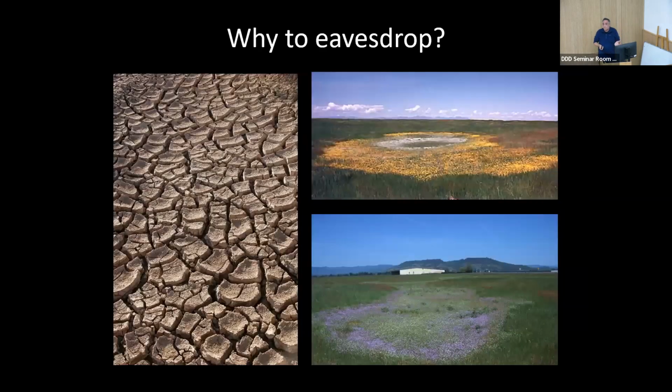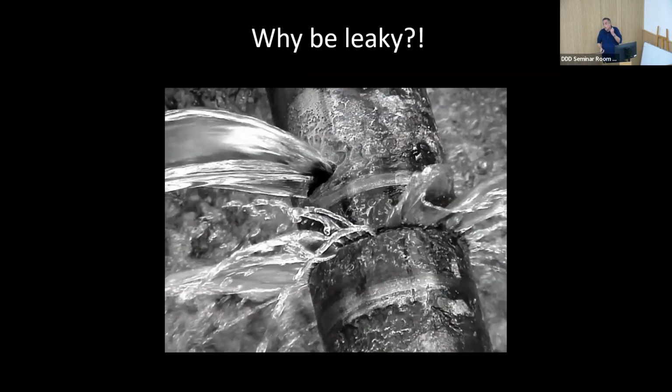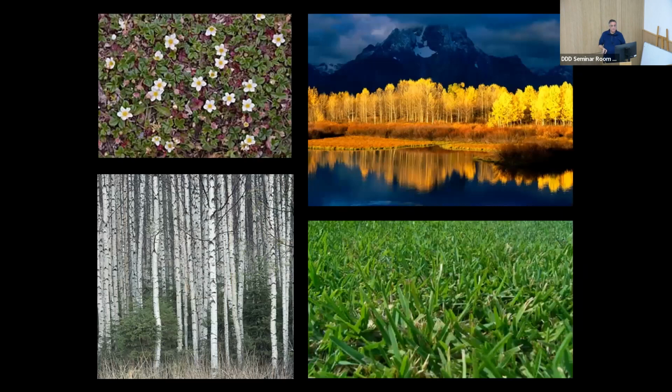Okay, why to eavesdrop is very easy to understand if there is a very nice correlation between what happens to your neighbor now and what might happen to you next, right? It's easy to imagine. Why to be leaky? Why to provide information to neighbors is more tricky, but it can be easy to understand if you think about it.